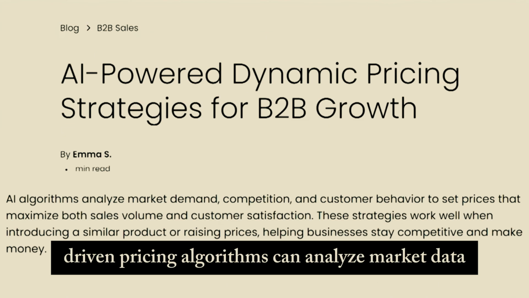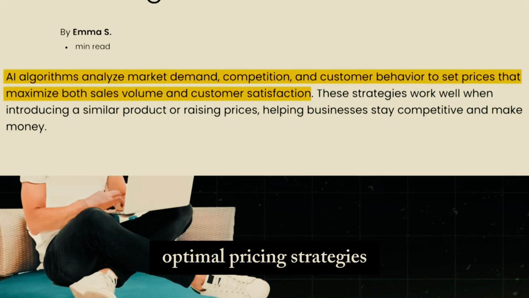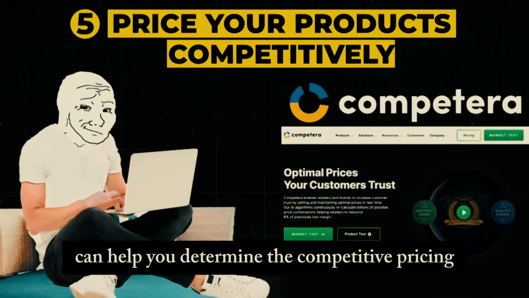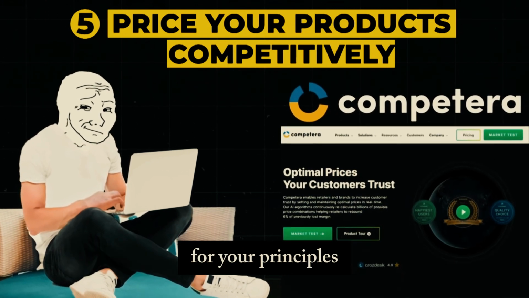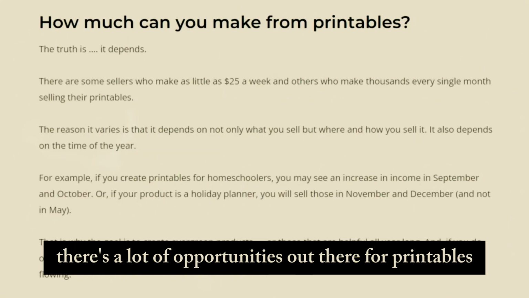So AI-driven pricing algorithms can analyze market data and competitor pricing to suggest optimal pricing strategies. Tools like Price to Spy, for instance, or Competera can help you determine the competitive pricing for your printables on Etsy. So yeah, overall, printables are really good. There's a lot of opportunities out there for printables.